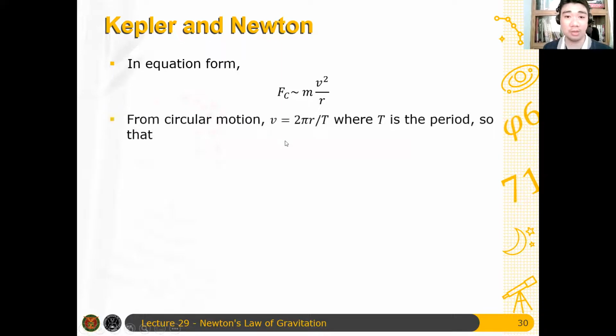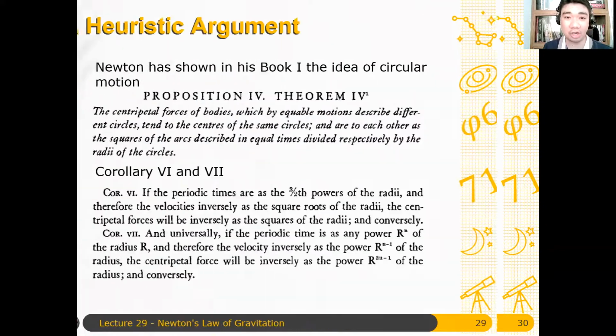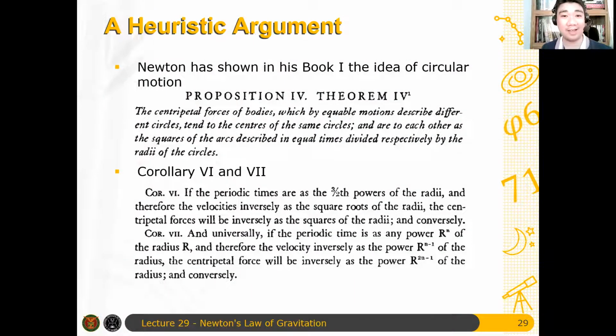And one can show, since v equals 2 pi r over t for circular motion, if t is the period of the orbit, then you have v equals 2 pi r over t. And you can substitute it on this relationship and say that, okay, I have an Fc is 4 pi squared r over t squared. So, ito yung sinasabi ng proposition or theorem 4. Yun lang yun.